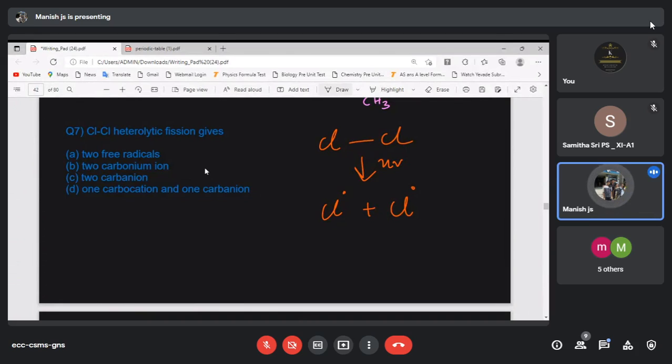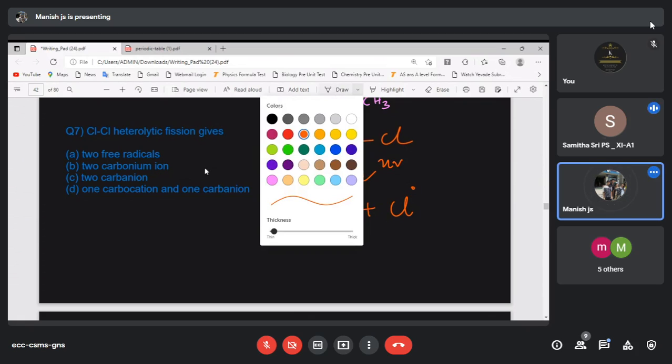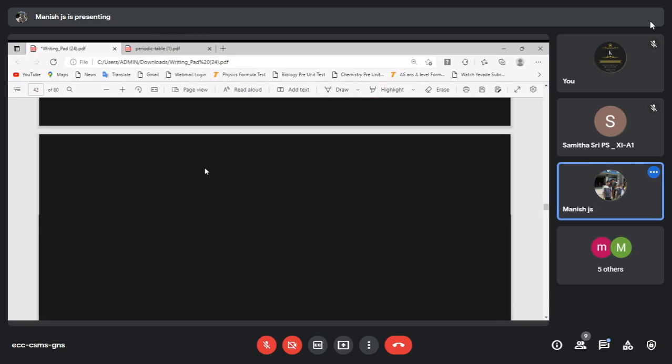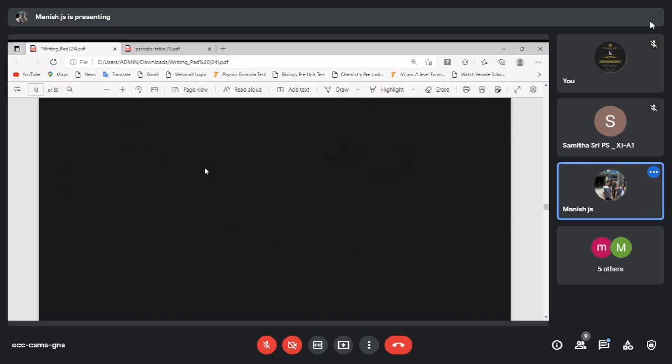It is obviously option A. You have 2 free radicals. அதே மாதிரி HCl எடுத்துக்கோங்க. HCl also when it undergoes the hydrolytic fission in the presence of UV or sunlight, again you will get a hydrogen radical and a chlorine free radical. Okay. So these are all free radical mechanisms. So option A is only correct. Okay, next.